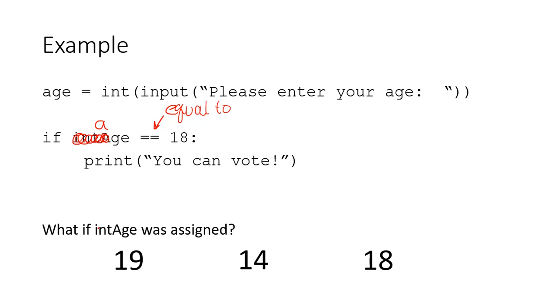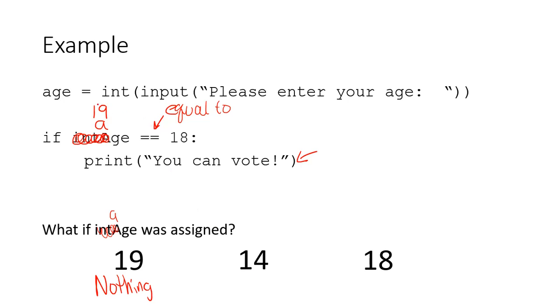So what's going to happen first? Well, let's say age was assigned 19. So they typed in 19. What's going to happen inside my program is it's going to determine: is 19, because that's what age is, equal to 18? Well, no. 19 is definitely not equal to 18. So nothing would happen, because this can only happen if this is a true statement. So nothing would happen on this one.